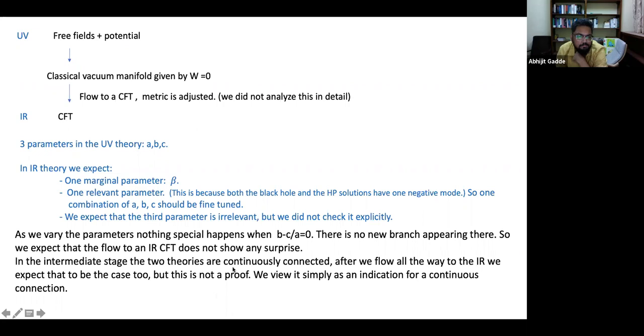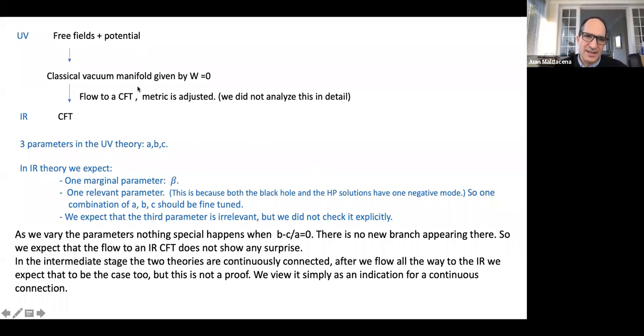The one interesting point about this linear sigma model discussion is that nothing special happens when B minus C over A is equal to zero. So there is no new branch appearing here. In other situations when there is some singularity, there is perhaps a new branch of vacuum appearing there, but here that's not happening. So that would lead us to think that perhaps the flow to the infrared theory would not show any surprise, but this is no complete guarantee, as we were just saying. When you flow to the infrared, it might be that two theories that start very close in the UV become very different in the infrared.